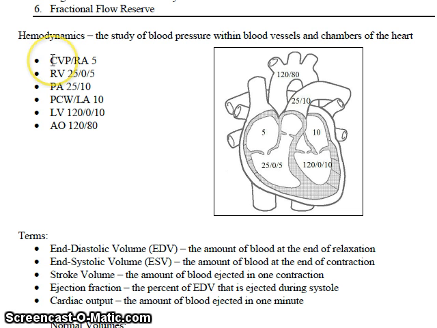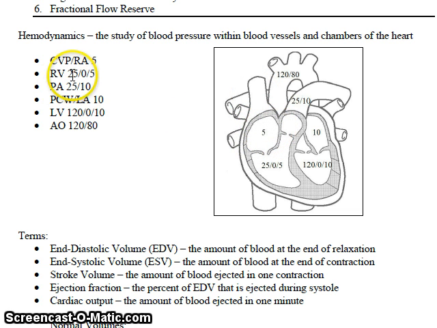CVP/RA stands for central venous pressure/RA. See, here's the superior vena cava, here's the inferior vena cava, and there is not a valve between the vena cava and the right atrium. So therefore the pressure will be the same in the central venous pressure and right atrium, which is 5.